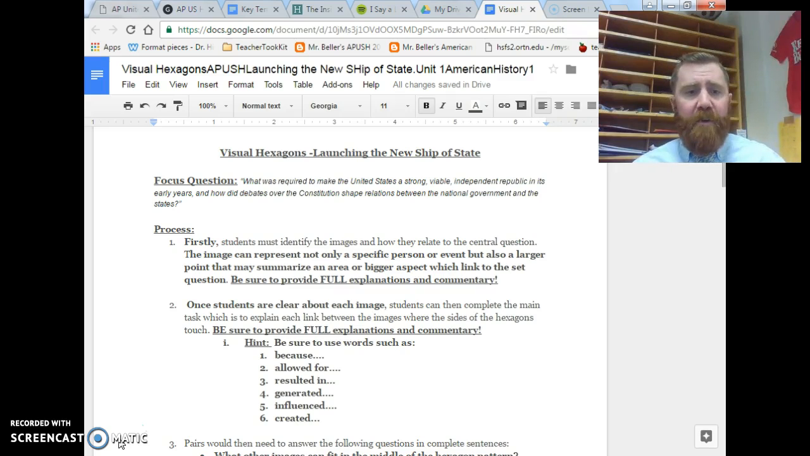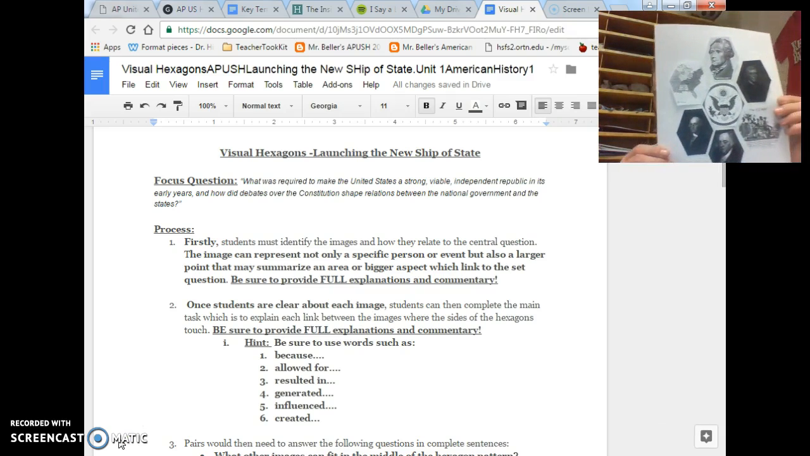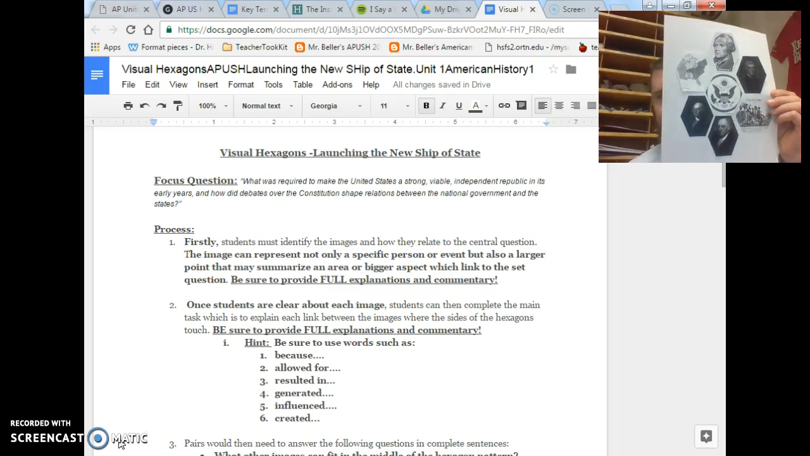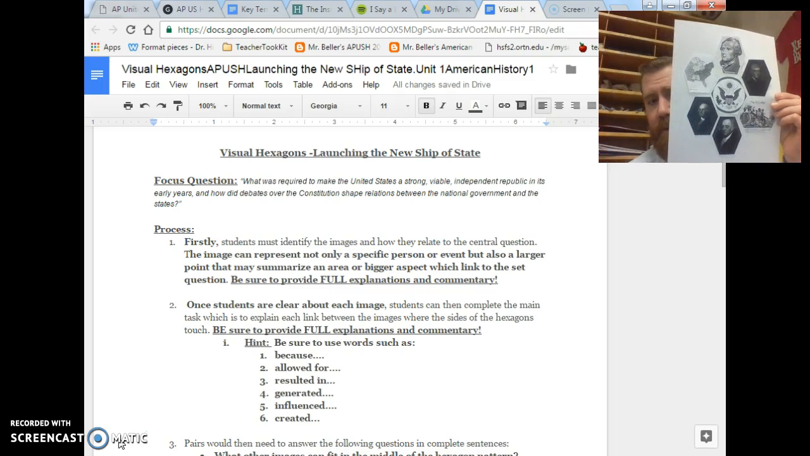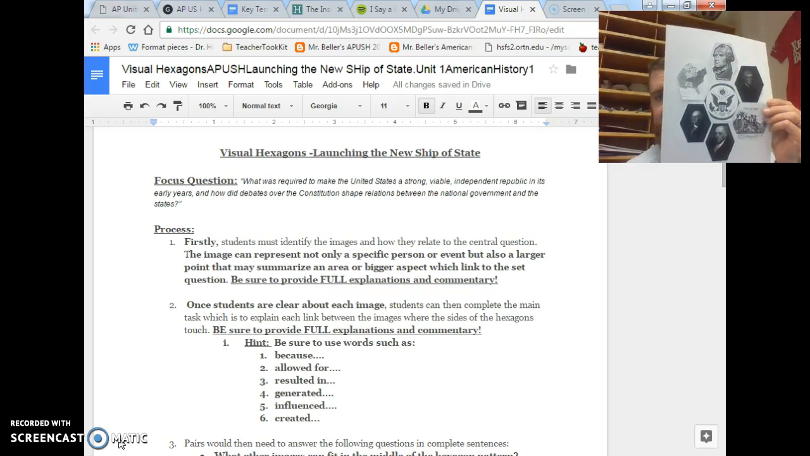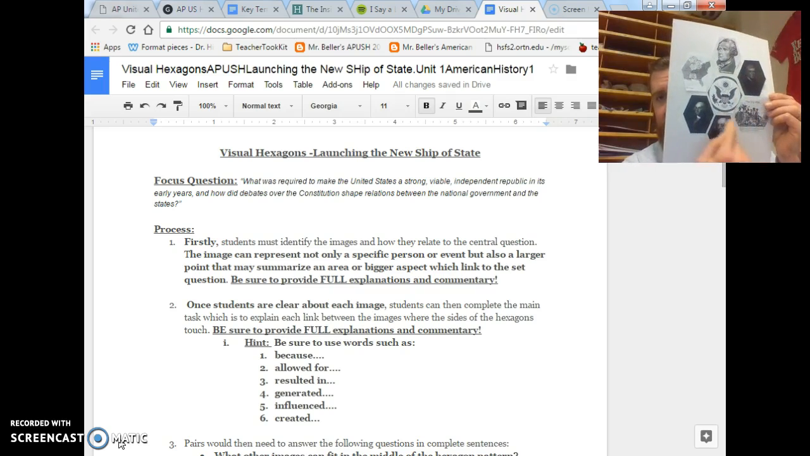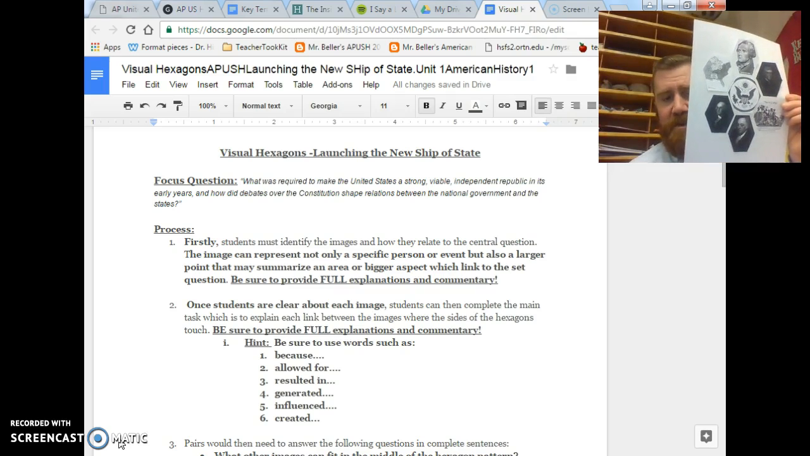So what do these visual hexagons look like as I walk you through this activity? What will you be looking at? You will have a sheet like this, and for the first two steps of this process, you're only dealing with the hexagons on the outside. You don't have to do anything with the middle just yet. That's not until step number 3.